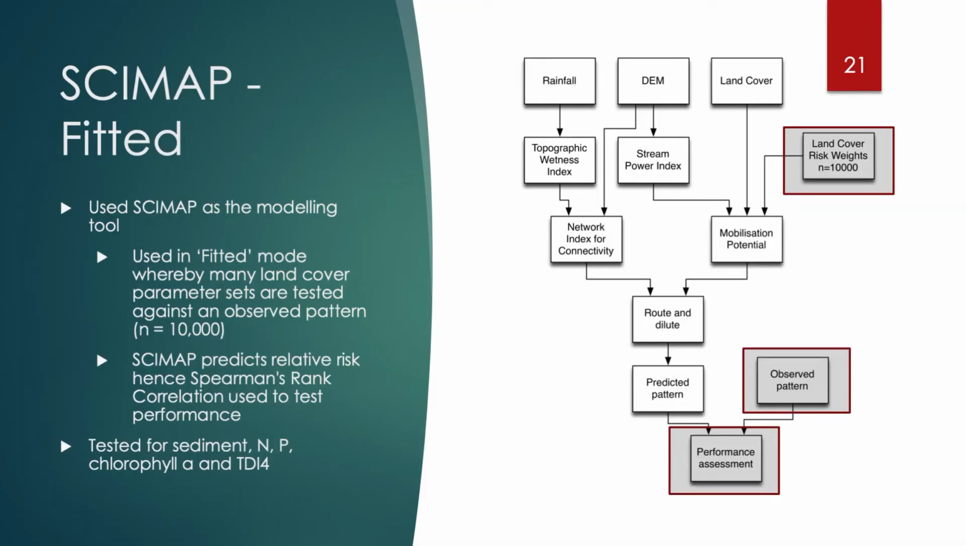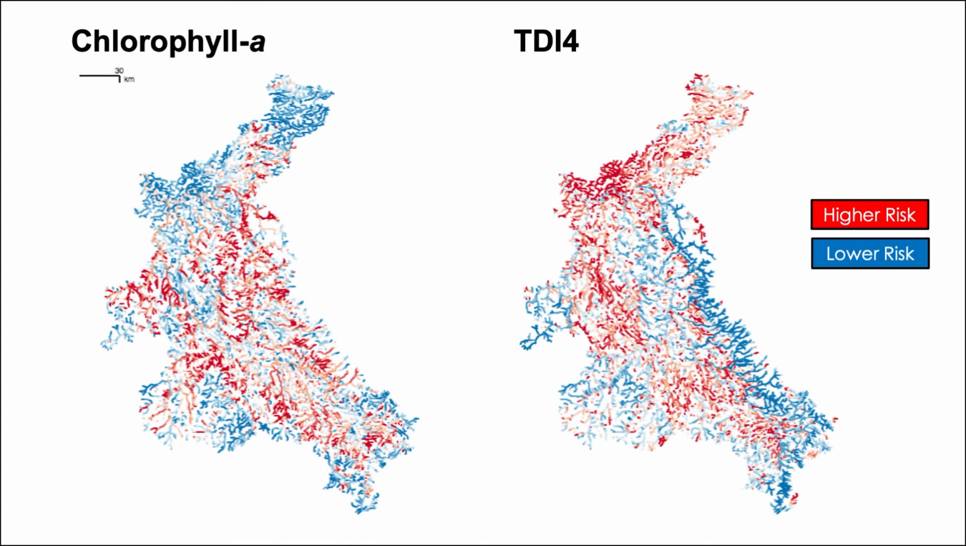This then was fed into the more advanced version of SCIMAP, which is called SCIMAP Fitted. And here, what you're trying to do is use the SCIMAP approach to reproduce the observed pattern of your determinants in the field. So it's trying to reproduce the pattern that we found of the physical properties and the chemical properties. And what we found at the end was that actually the source areas for different aspects of ecological health and physical properties of the river system come from different parts of the landscape. So in these maps here, the areas highlighted in red are the highest risk areas for that determinant, and that's where you'd go and act to improve things.